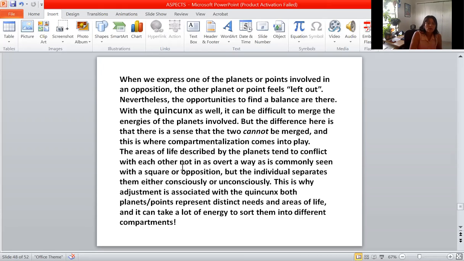So they can't merge, they can't mingle, they tend to be in conflict with each other, not as overt in a way as commonly seen with a square or opposition, but the individual separates them consciously or unconsciously. This is why adjustment is associated with both the quincunx planets in life, in the areas of life.